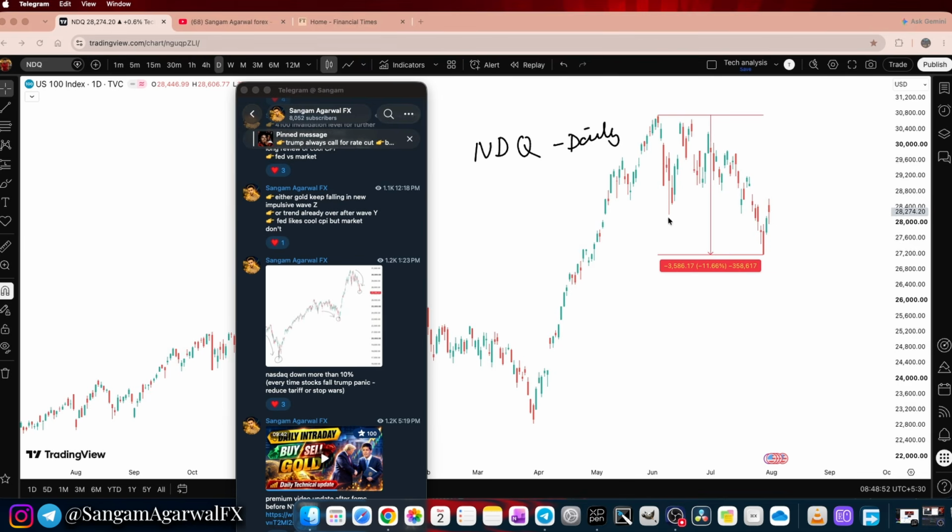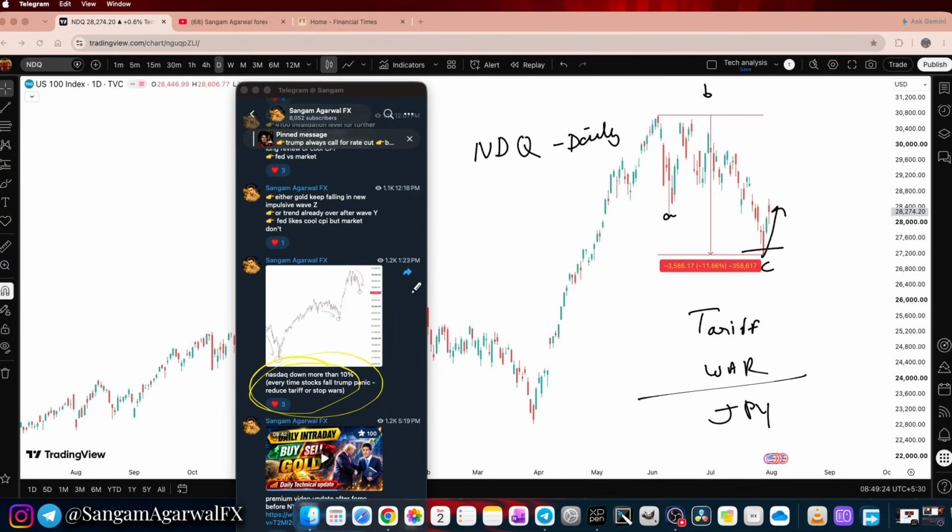You can see the NASDAQ daily chart, more than 10% decline, 11%, and I gave you a warning in the Telegram channel. Every time the stock market falls more than 10%, Trump panics and does something magical. Instead of doing anything with tariffs or war, he did something new with the help of JPY, Bank of Japan and the Treasury market. They made the dollar index very weak and a big jump in NASDAQ.